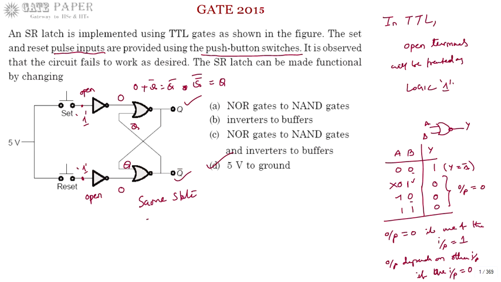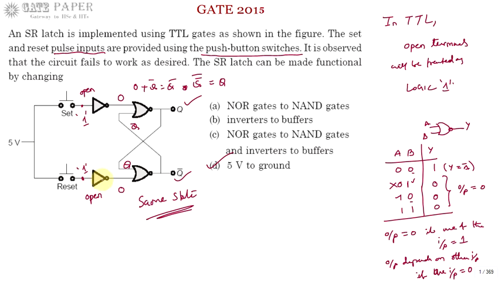So you will get the same state. The same state is maintained if the push button switches are not pressed. If the push button switches are not pressed, at that time the inputs for the inverters are at logic 1, that will keep the output in the same state. That is the important one.